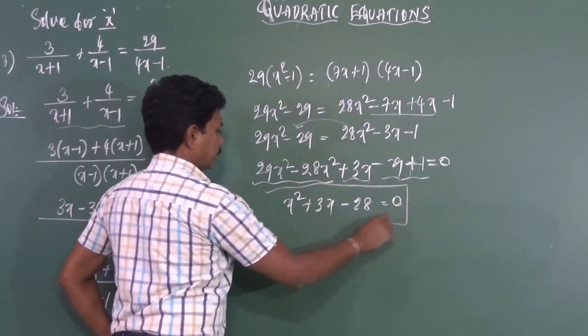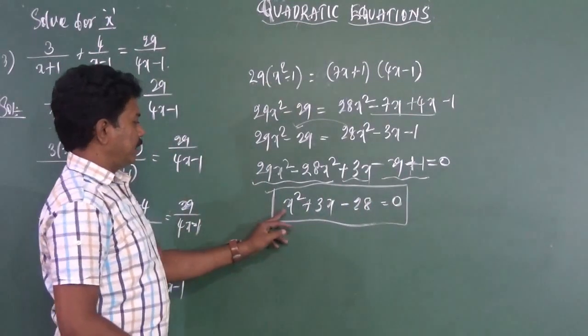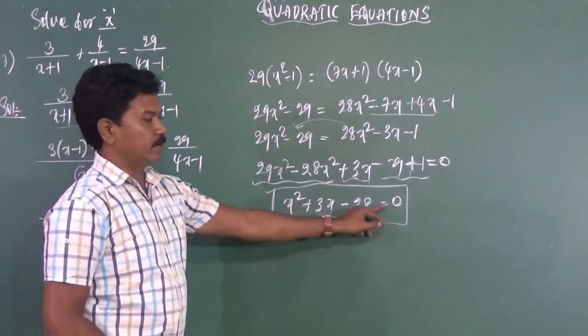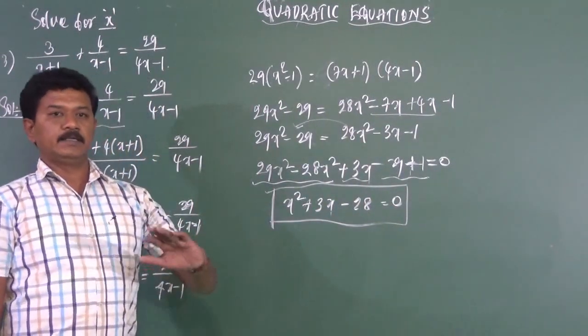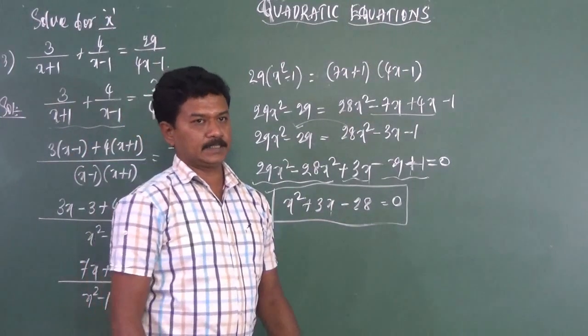So this is the required quadratic equation in the form of ax square plus bx plus c is equal to 0. Solve this by the method of factorization to get the two roots of x. Right.